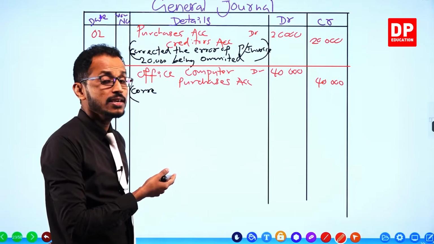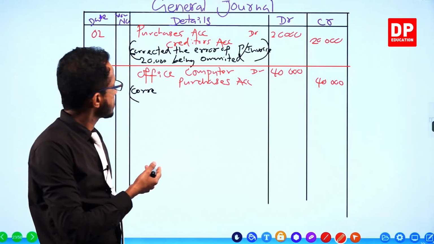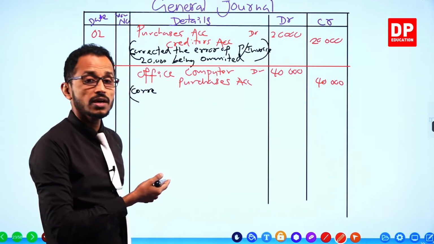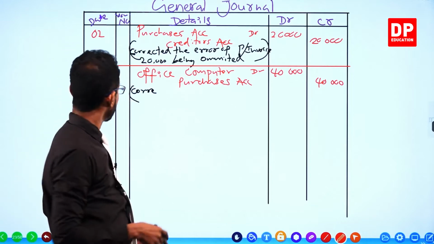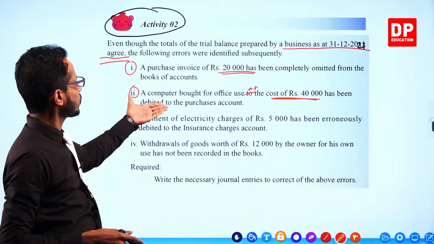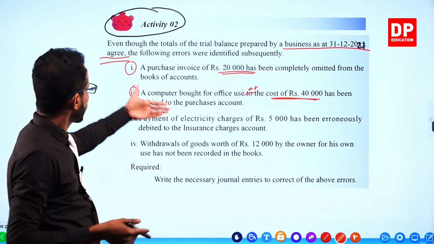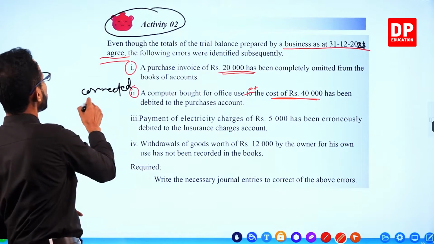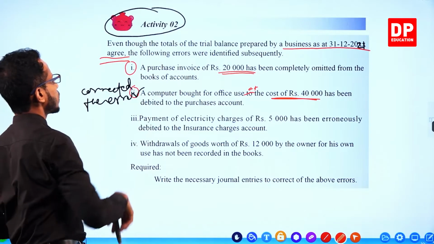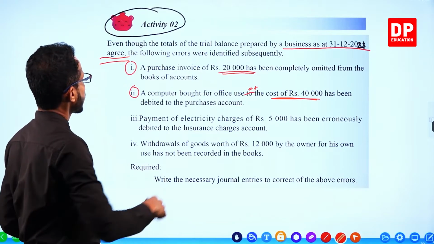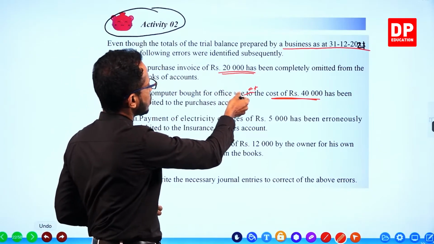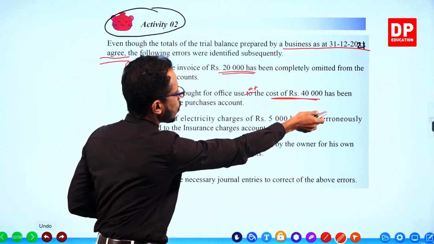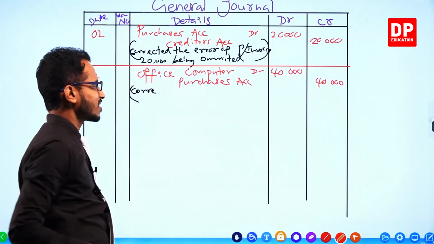Corrected the error of recording office equipment or office computer in the purchase account. That's right. Just look at the error value and you can write the narration. Corrected the error of computer purchased for 40,000, recording in the purchase account. That is the error, no?